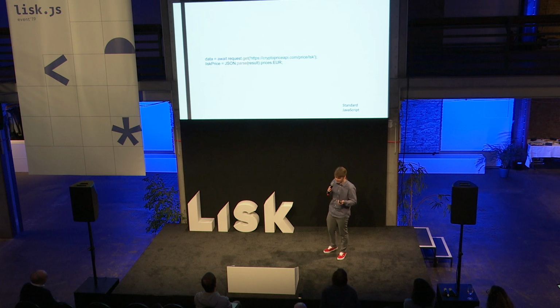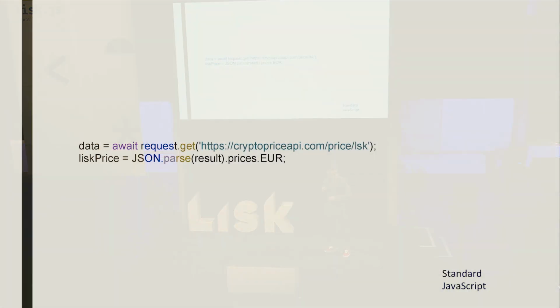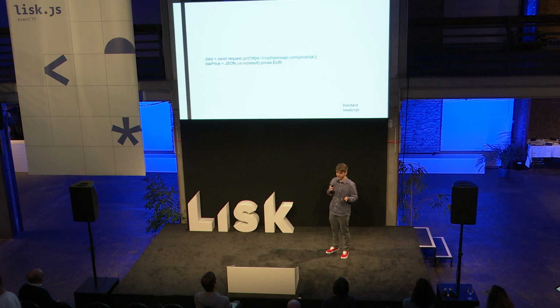So this is an API request, and more accurately, it's a hypothetical API request. And so here, we're getting some data from hypothetical API, cryptopriceapi.com. We're parsing the result, and we're getting the price of Lisk in euros stored in our variable. And so this sort of query is really important.